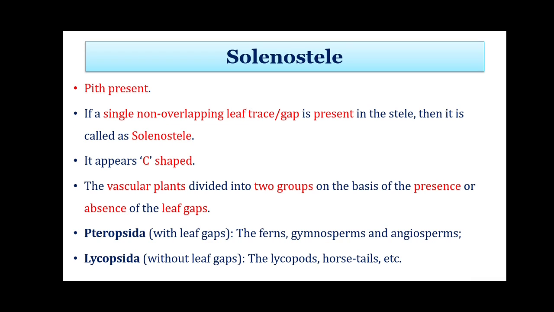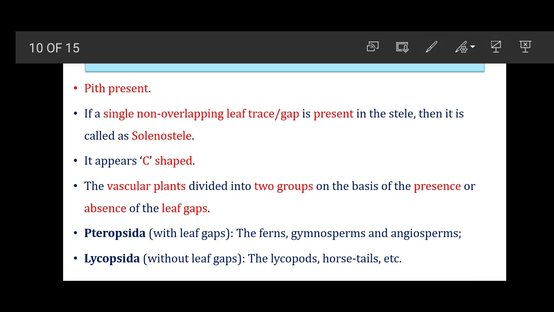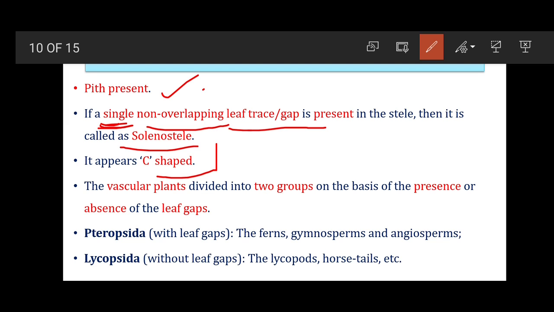Now later comes the solenostele. Here the pith is present and a single non-overlapping leaf gap is present. The main character is pith is present and single leaf gap is present. Then it is called as solenostele. It appears like letter C because of presence of a single gap.